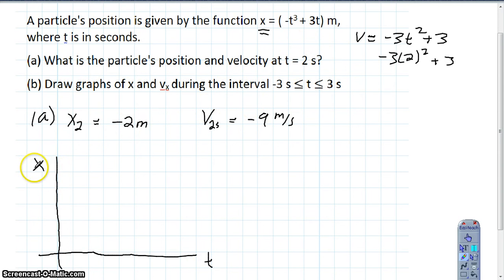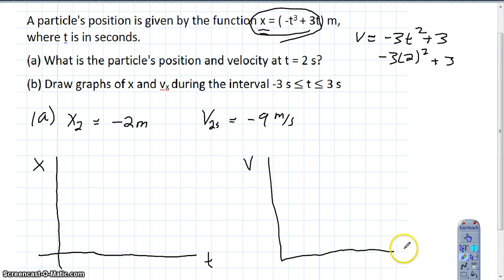Okay, so for my position versus time graph, I'm going to plug this function into the graphing function in the calculator. So I can literally plot whatever points I want. From -3 to 3, I can just calculate those values and plot those points. You can do the exact same thing for v and t: plotting this equation in there, and then plotting the points from -3 to 3.